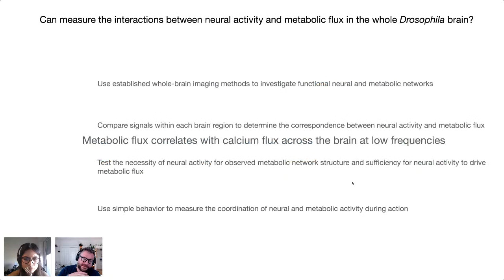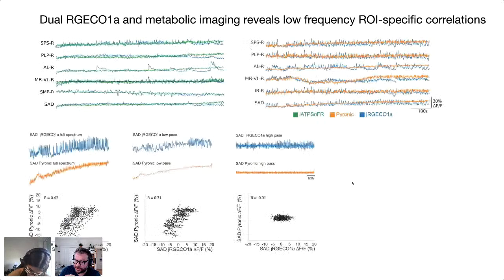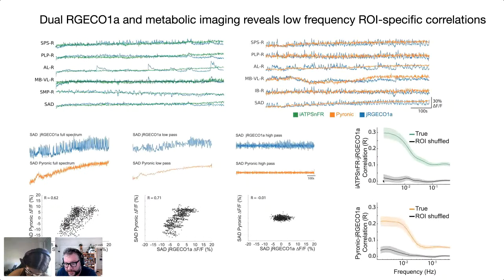So with this, we clearly can see that when we do dual imaging experiments, metabolic flux itself correlates well with calcium flux, and this is true across all brain regions. Oh, and I should have been clear here that it is region specific, that when you shuffle the regions themselves, there is essentially no correlation.